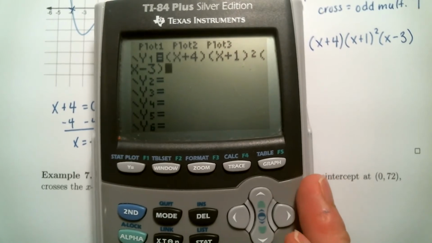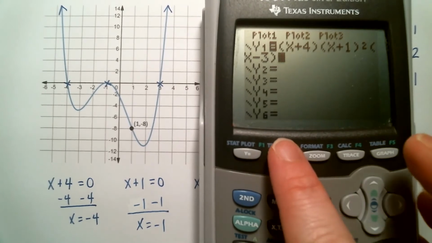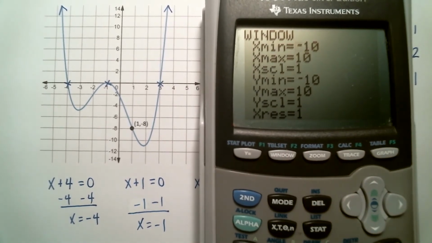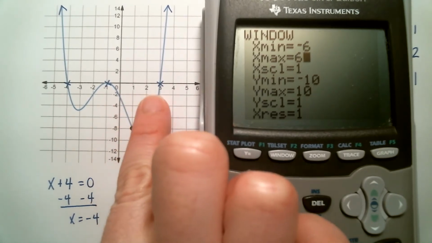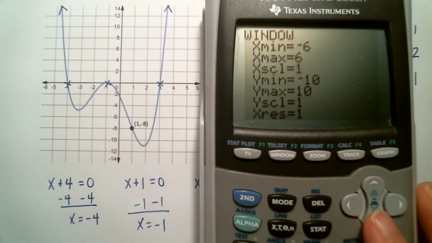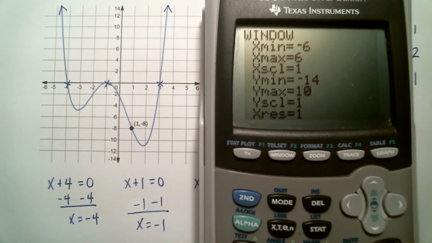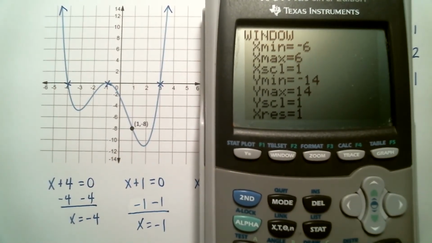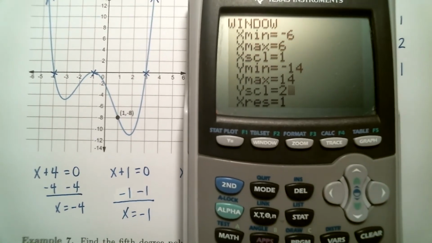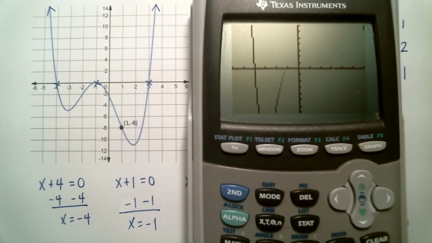And I'm going to even adjust the window so I see the exact same picture that I see. So I'm going to hit window right there, and in the x direction, my smallest x value is -6, my biggest is +6, and I'm putting a tick mark every 1 unit, so the scale will be 1. In the y direction, my smallest y value is -14, my biggest is +14, and we're going by 2s. So the y scale will be 2. That's going to allow me to see the exact same picture that I got. All right, so we go ahead and hit graph.